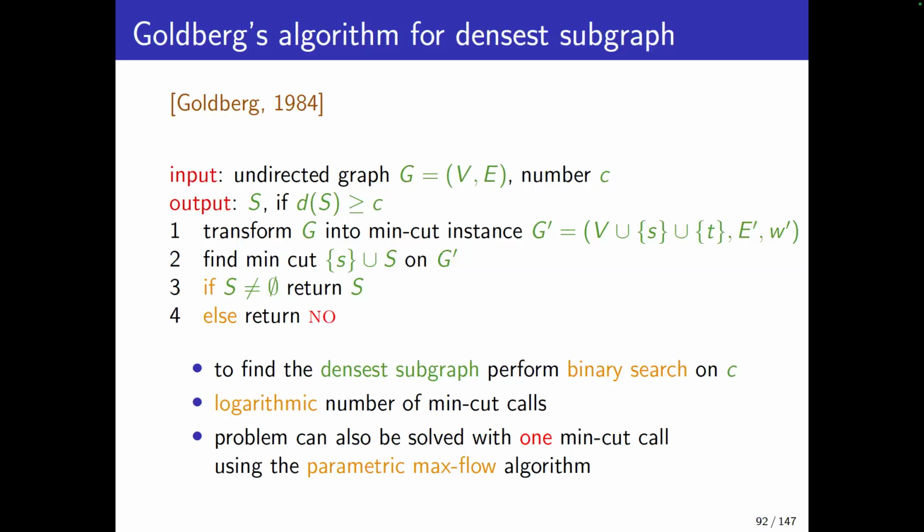So what did we do? We did one max flow computation to answer whether there exists a set of average degree greater or equal than C. By doing a logarithmic number of them, we solved the densest subgraph problem. Exactly. I know it's a bit fast, but I hope you got the idea. It's a very nice max flow problem.